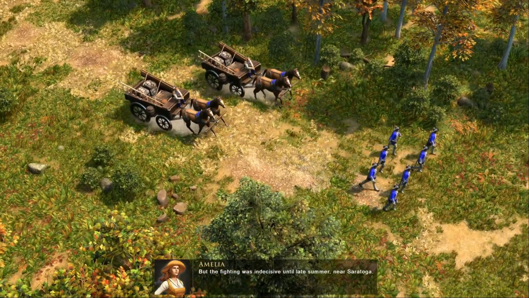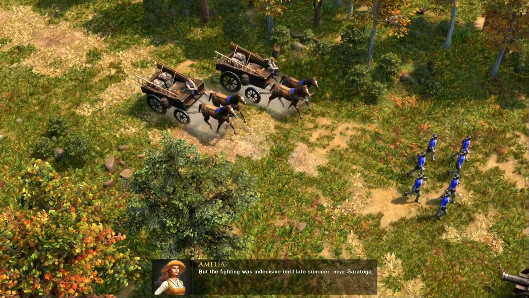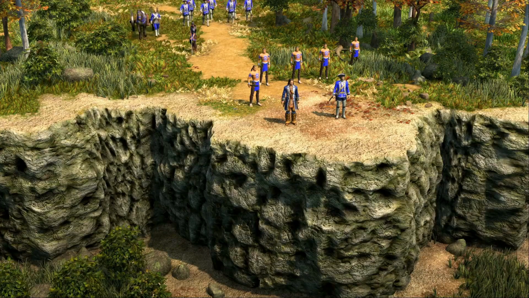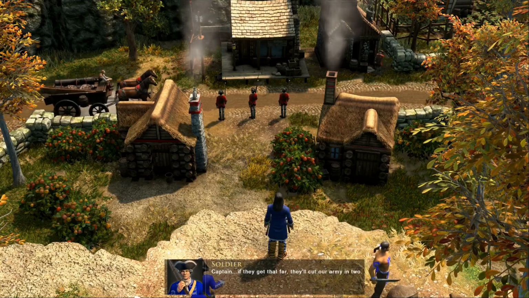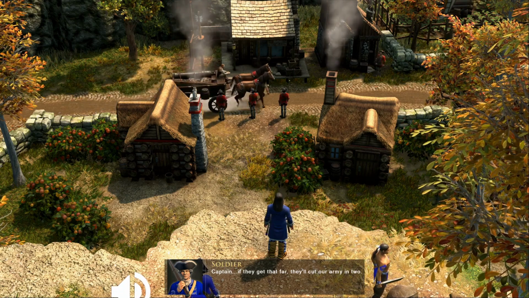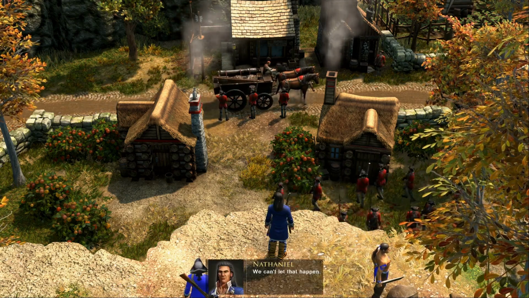But the fighting was indecisive until late summer near Saratoga. There's the British column. They're headed to Albany. Captain, if they get that far, they'll cut our army in two. Time to ambush some redcoats.